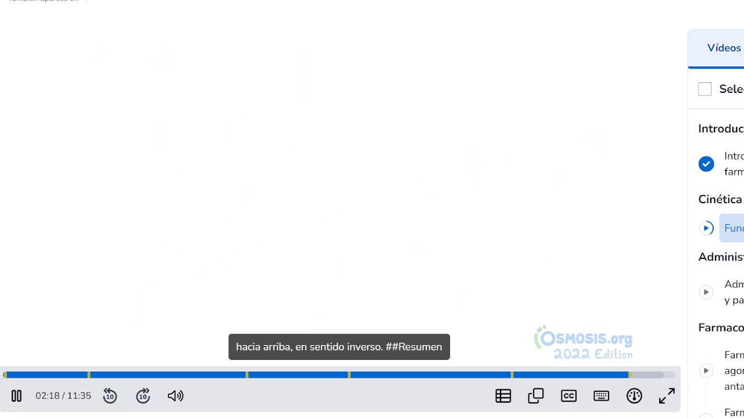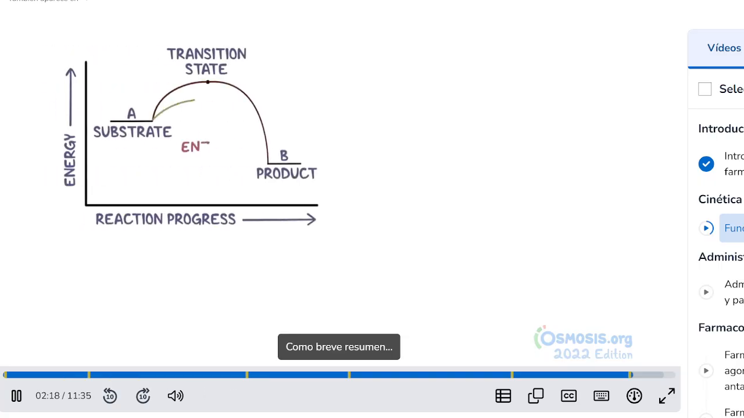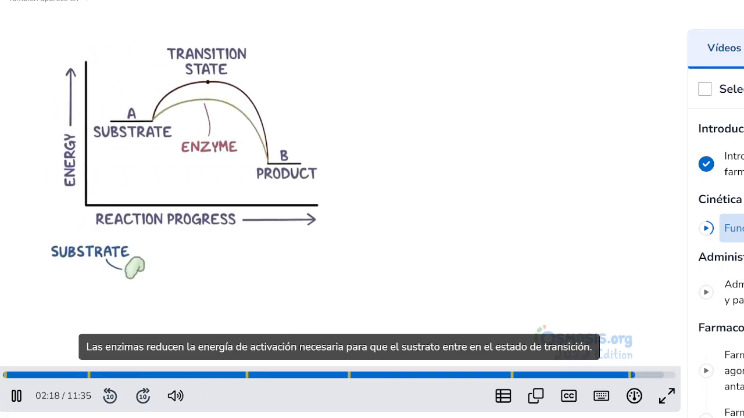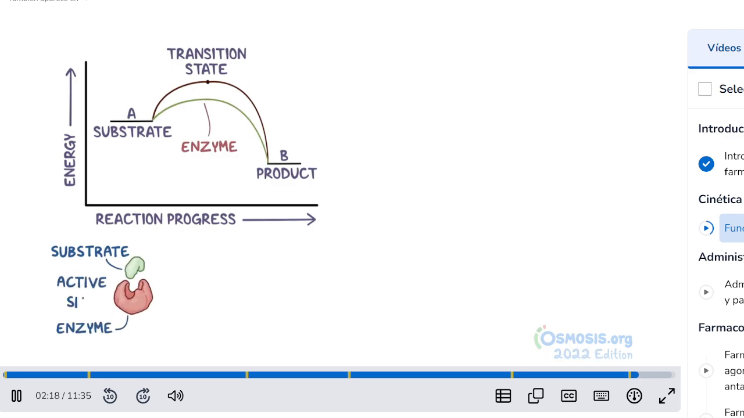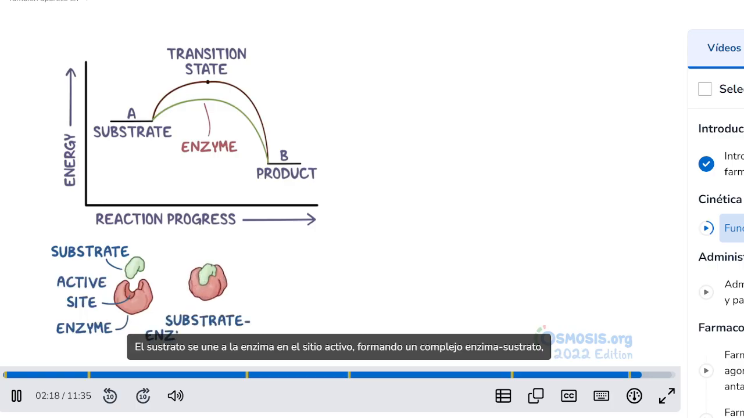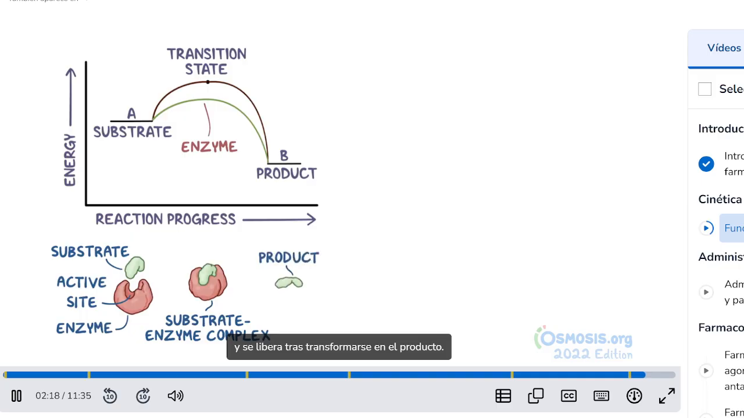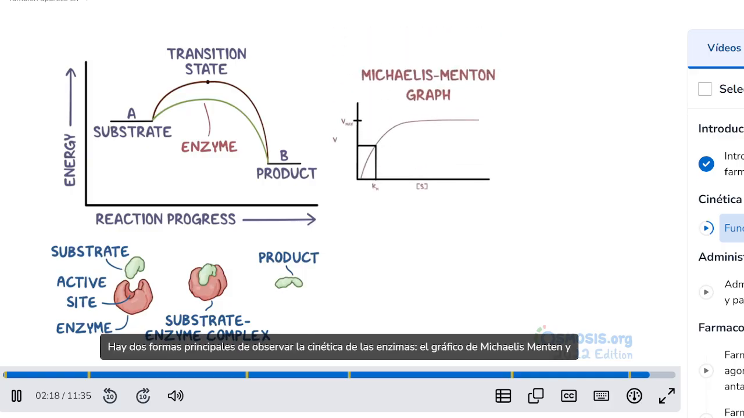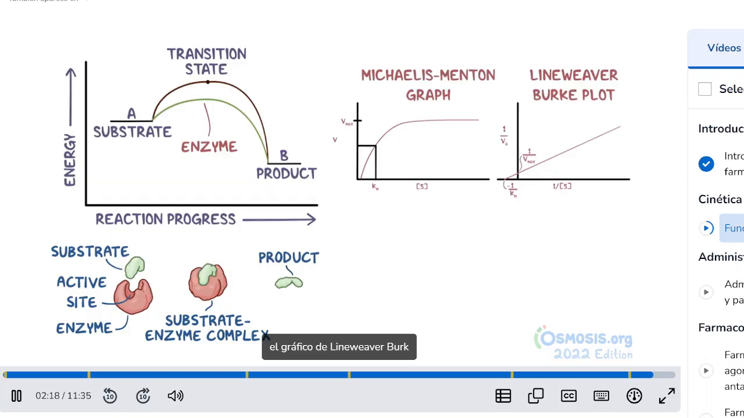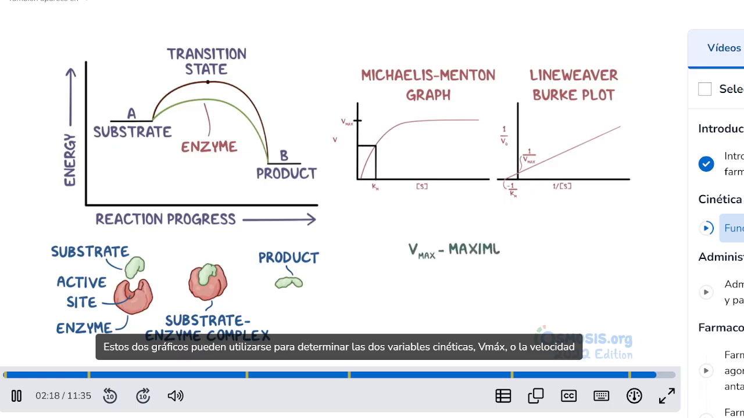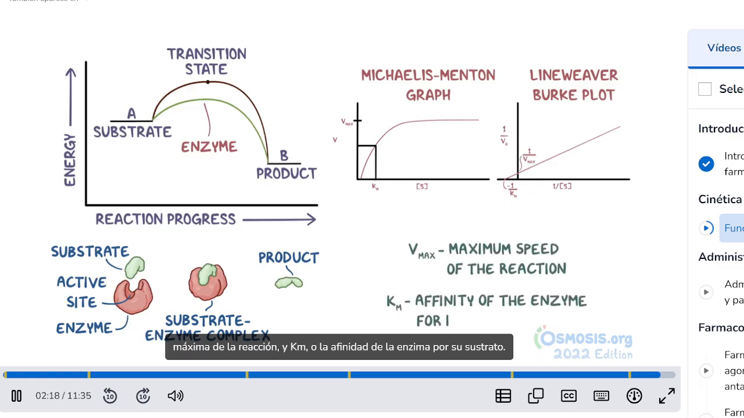Alright, as a quick recap. Enzymes lower the activation energy required for the substrate to enter the transition state. A substrate binds to the enzyme at the active site, forming an enzyme-substrate complex, and it's released after it's transformed into the product. There are 2 ways to look at enzyme kinetics, the Michaelis-Menten graph and the Lineweaver-Burke plot. Both can be used to determine the 2 kinetic variables, Vmax, or the maximum speed of the reaction, and Km, or the affinity of the enzyme for its substrate.